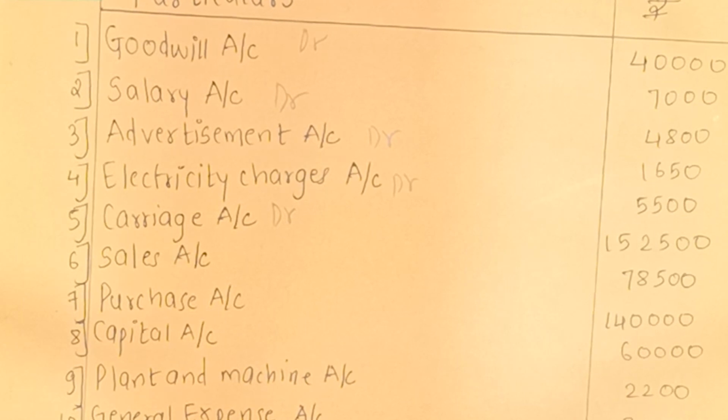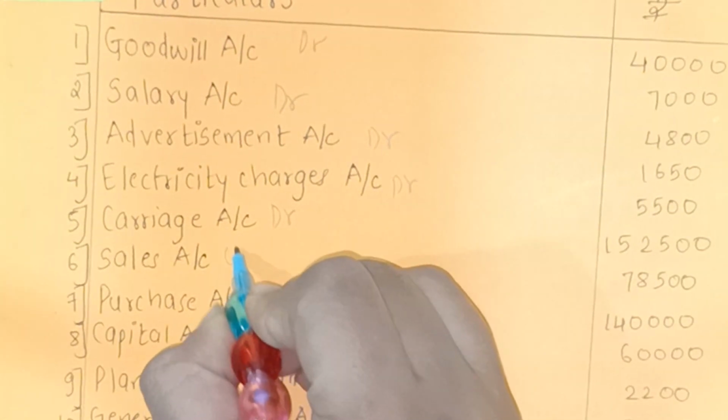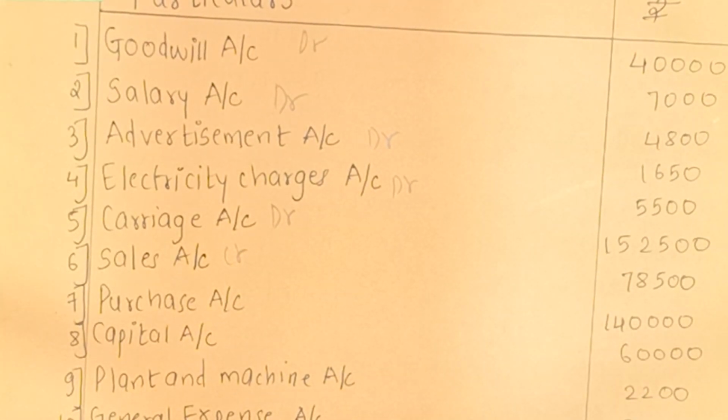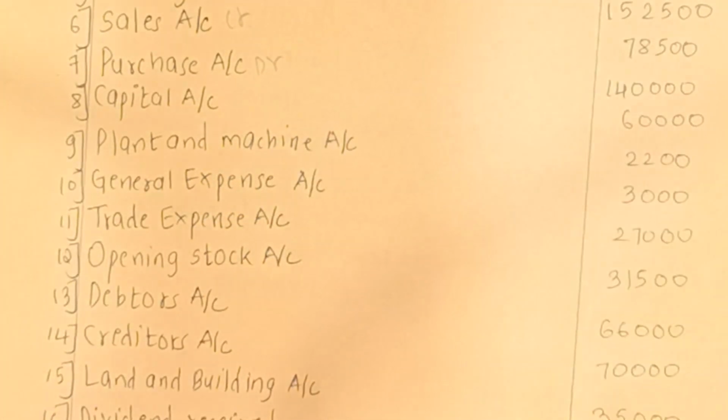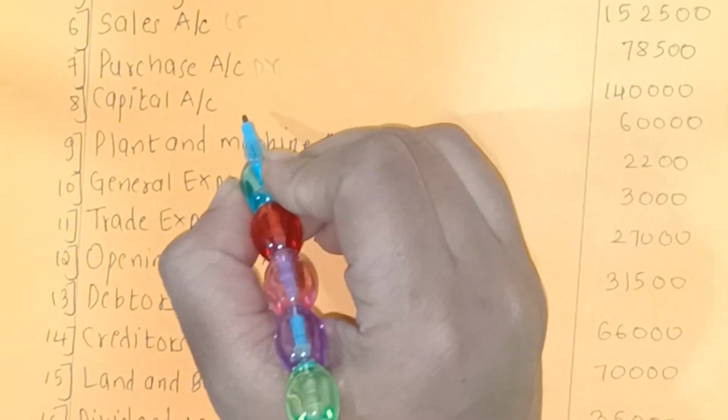Next we have sales. Sales is neither an expense nor an asset. So it will come on which side? It will come on the credit side. So mark it on the credit side. Next we have purchase. Whenever we purchase an item, it will come on the debit side, because you are paying for it, and it is in a way an expense, and therefore it will be recorded on the debit side. Next we have capital. Capital is a liability to the firm or to the company, therefore it will be recorded on the credit side.